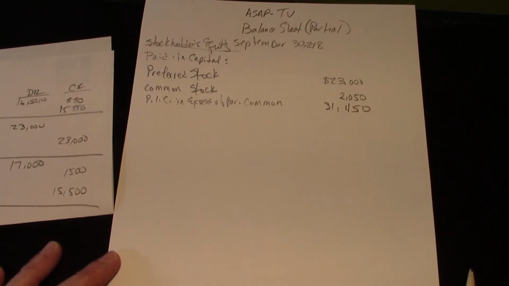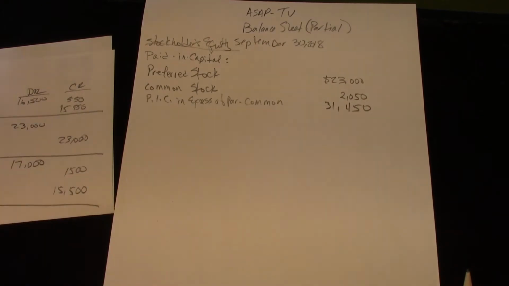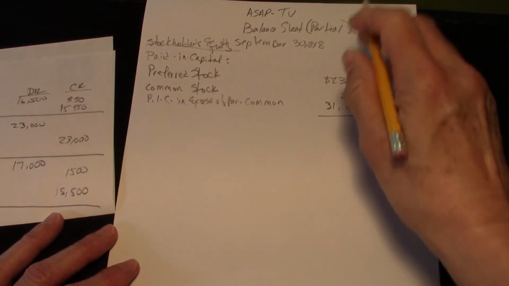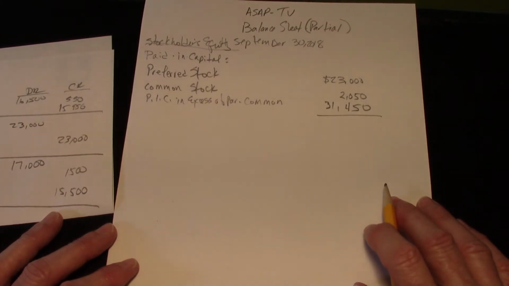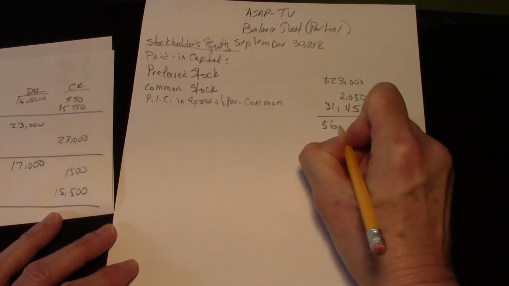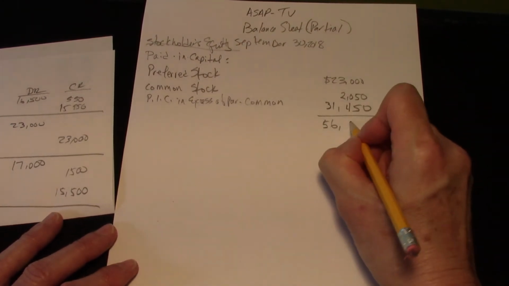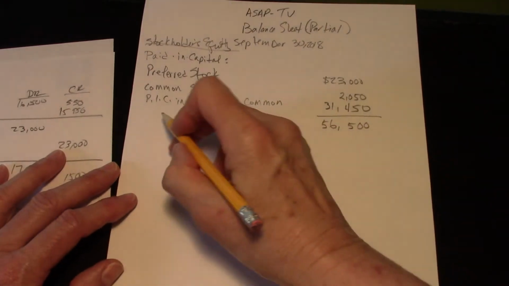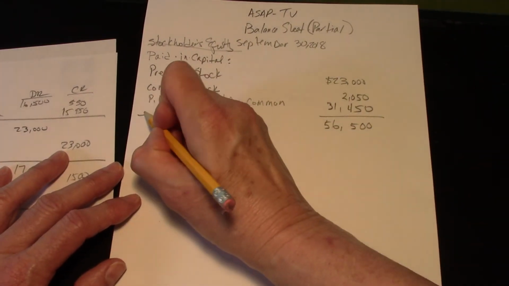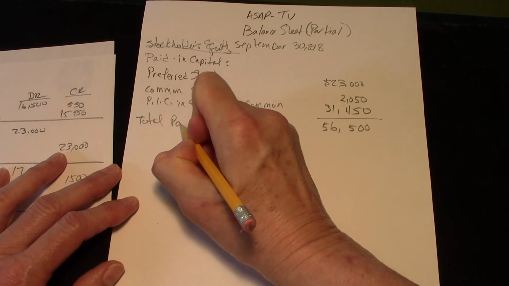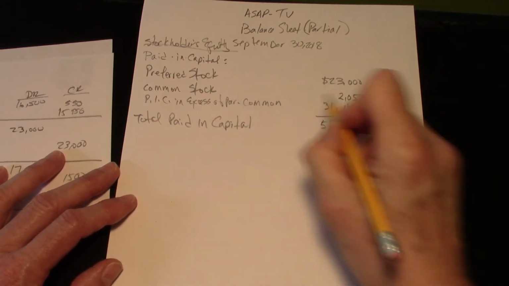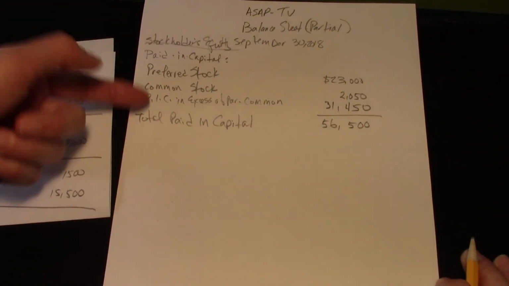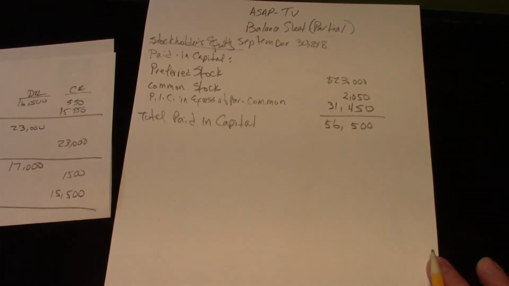All right. So that is all my paid-in capital. Right? So we add those all up. 23,000 plus 2,050 plus 31,450, and that's equal to 56,500, and we call that total paid-in capital, right? Every time you have a title, you have a total, total paid-in capital.